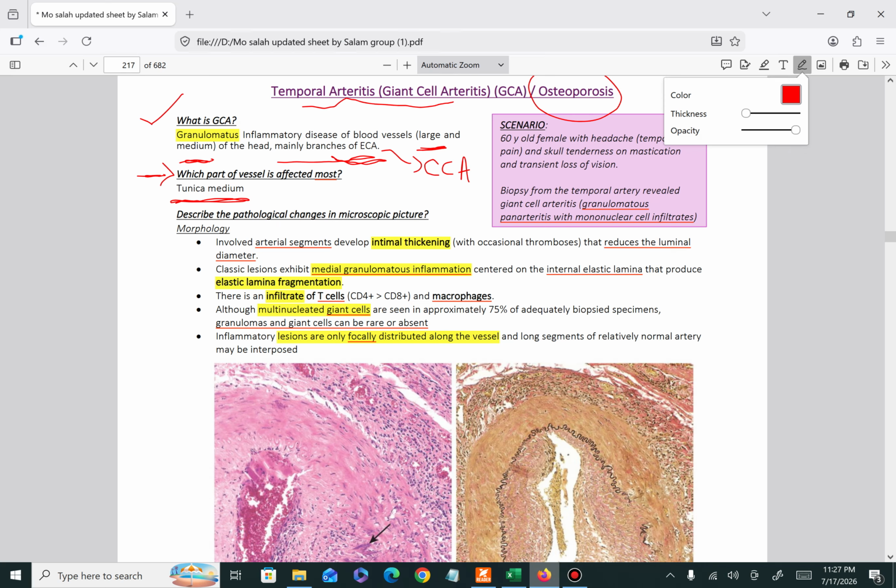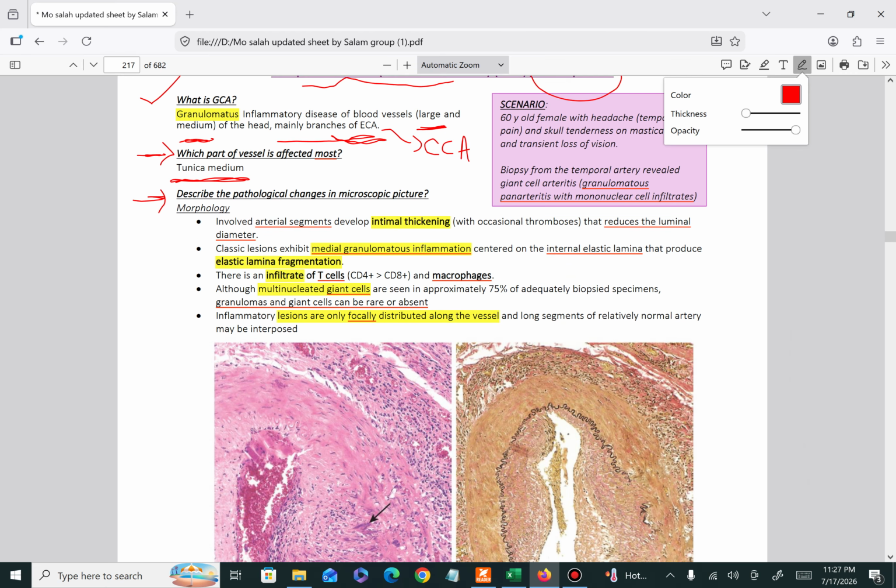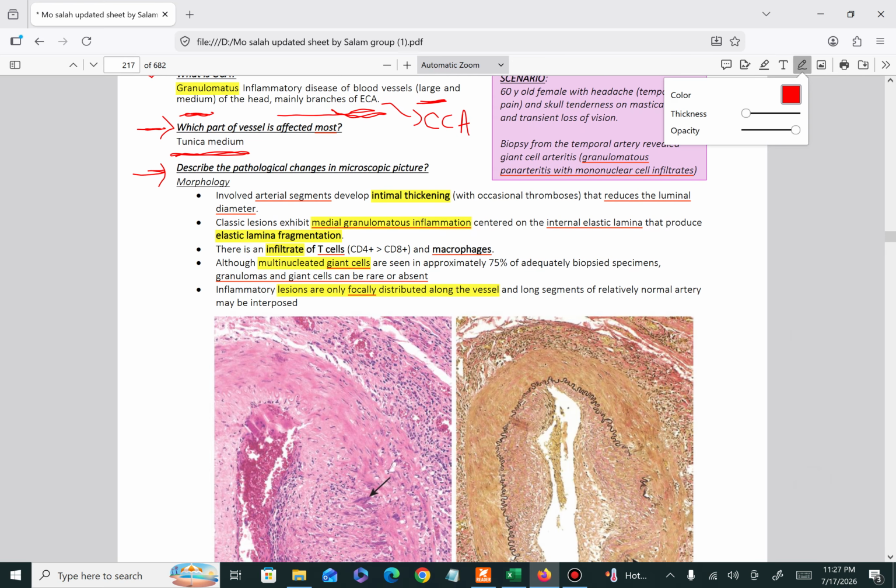Now describe the pathological changes in the microscopic picture. Okay, so that is the microscopic picture, and giant cell arteritis involves the arterial segments to develop intimal thickening with occasional thrombosis that reduces the luminal diameter. Classic lesions exhibit medial granulomatous inflammation centered on the internal elastic lamina that produces elastic lamina fragmentation.